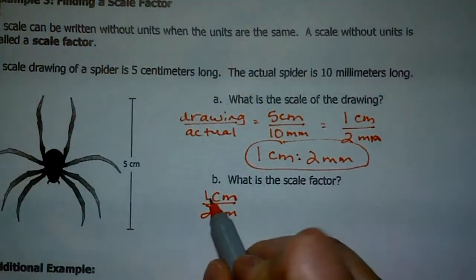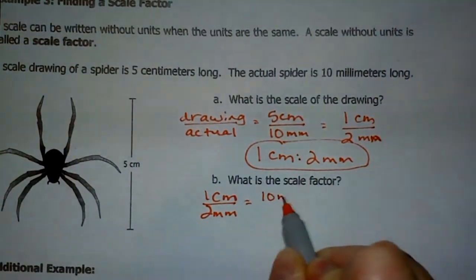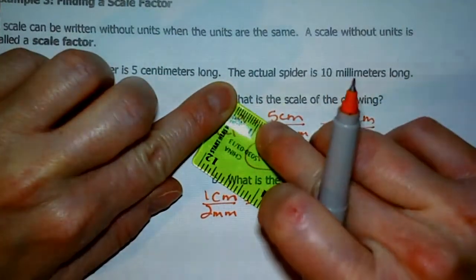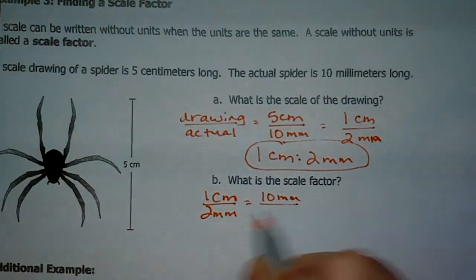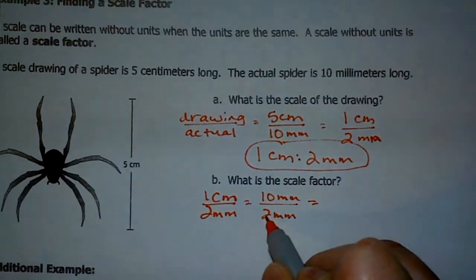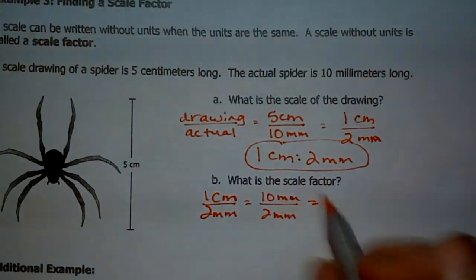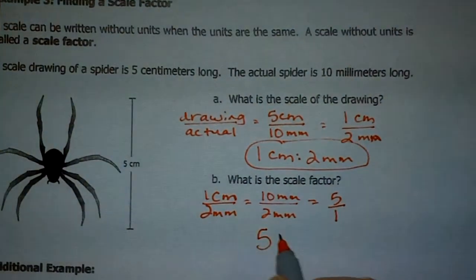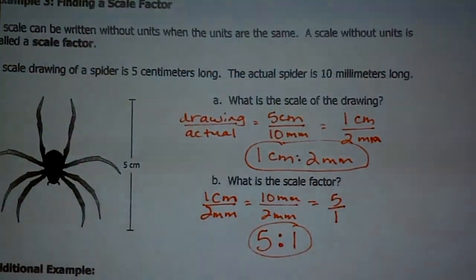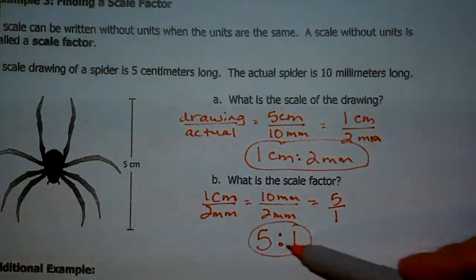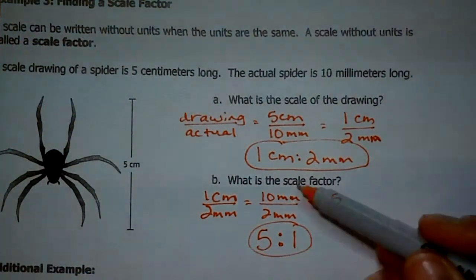So 1 centimeter actually equals 10 millimeters, right? We just talked about that on the ruler. I said this spider is 10 millimeters. Well, that's 1 centimeter. So 1 centimeter is 10 millimeters. So it's really 10 millimeters to 2 millimeters. Or 10 over 2, the GCF would be 2. So 2 goes into 10 5 times, 2 goes into 2 1 time. And now I can drop the units. I don't need to write the unit because they're both the same. So the scale factor would be 5 to 1. So hopefully we see the difference between the scale, 2 different units, it's okay, and scale factor, no units, because it means they're both the same.